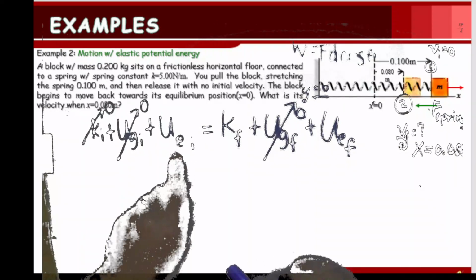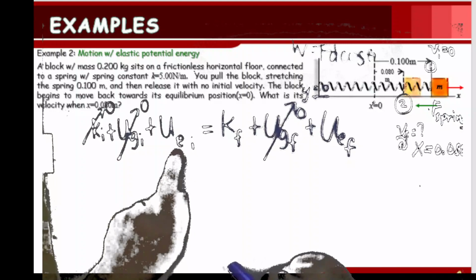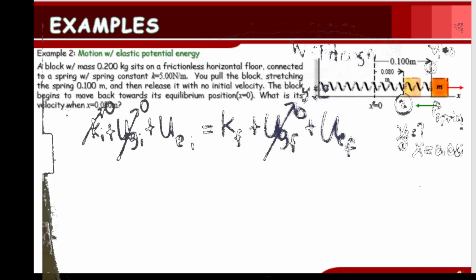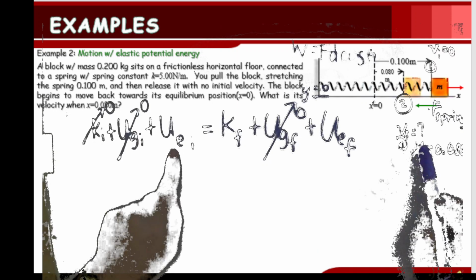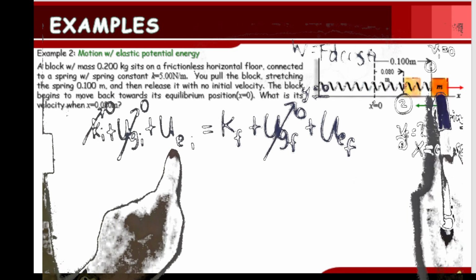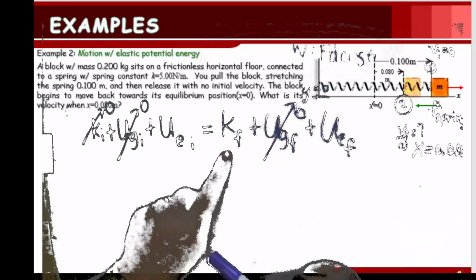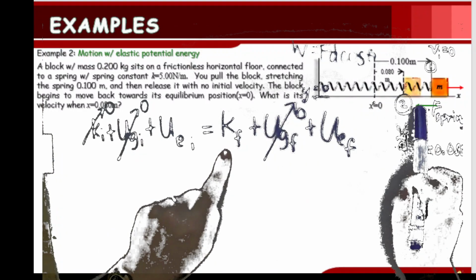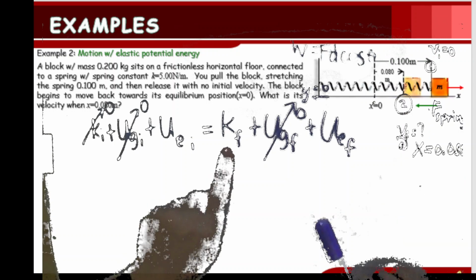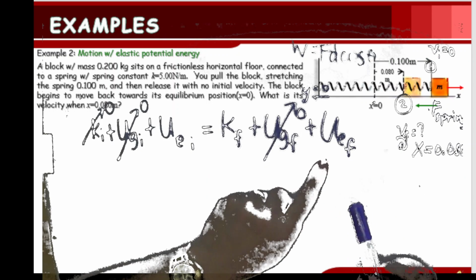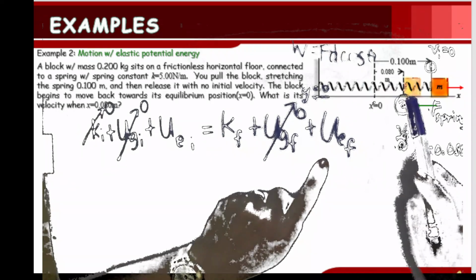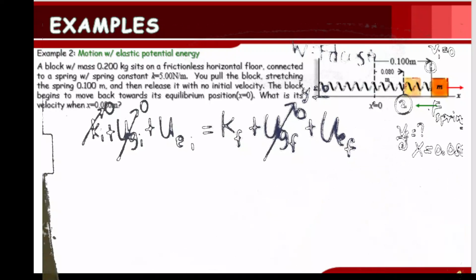Now let's check. Do we have the initial elastic potential energy? 1 half kx squared. Yes, because we have initial x, which is 0.1. For the final kinetic energy, we are looking for the final velocity. And for the final elastic potential energy, at the final position, you have x equal to positive 0.08. So you also have this value.